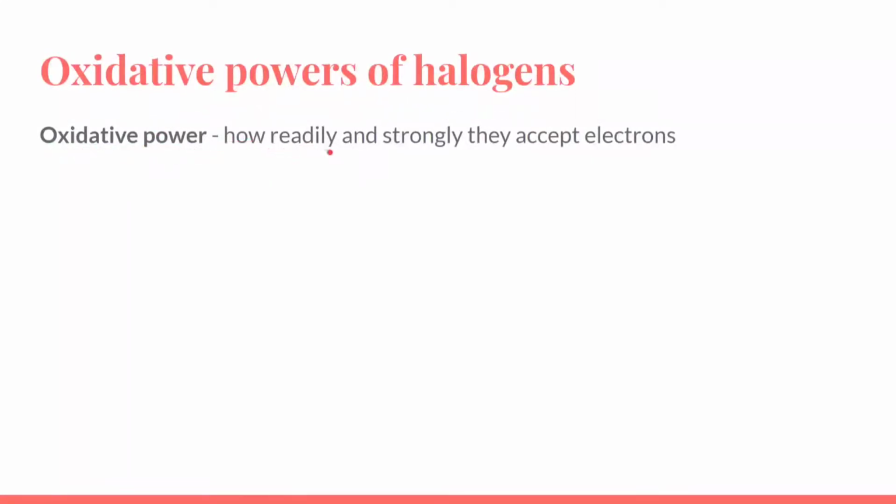Oxidative power is how readily and strongly the halogens accept electrons. And this is mainly down to electronegativity. And so the most electronegative halogen is fluorine, meaning fluorine has the highest oxidative power because it accepts electrons more strongly. The next is chlorine, bromine, and then iodine.